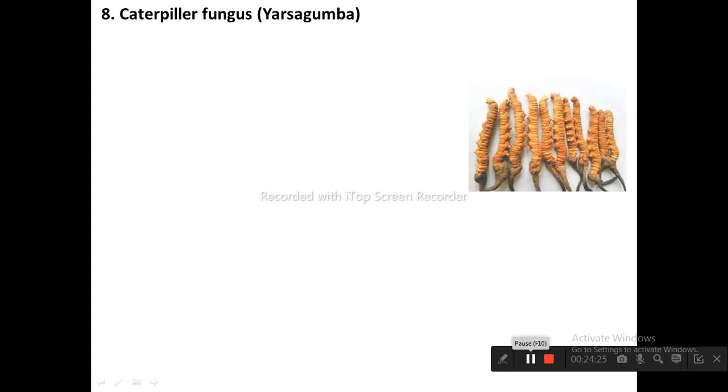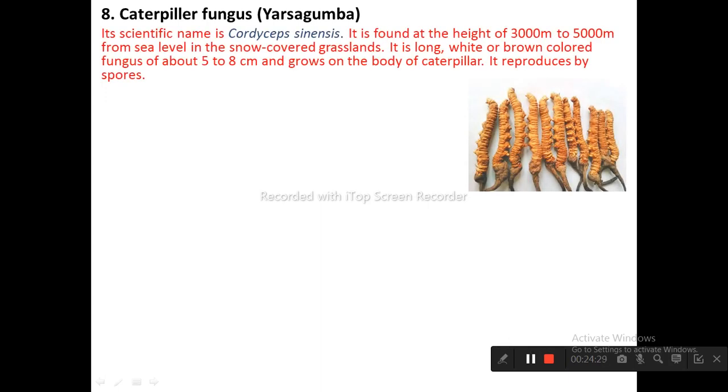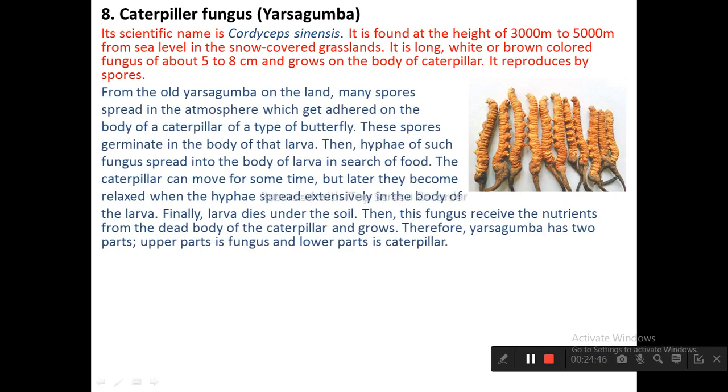Next one is caterpillar fungus, which is commonly known as Yarsagumba. Its scientific name is Cordyceps sinensis, and it is found at the height of 3000 meters to 5000 meters from sea level in the snow-covered grassland. It is a long white or brown colored fungus of about 5 to 8 cm and grows on the body of a caterpillar. It reproduces by spores. From the old Yarsagumba on the land, many spores spread in the atmosphere which get adhered on the body of the caterpillar of a type of butterfly.